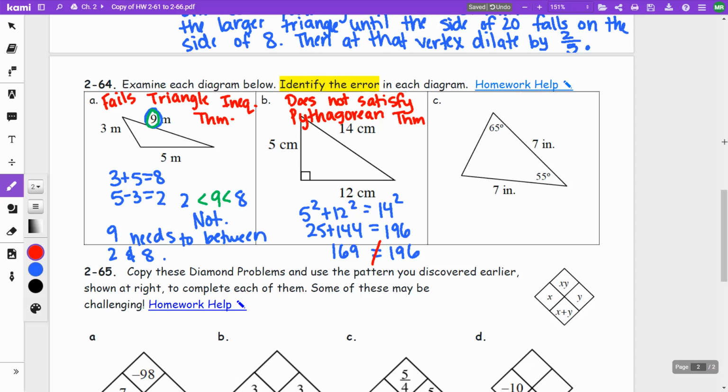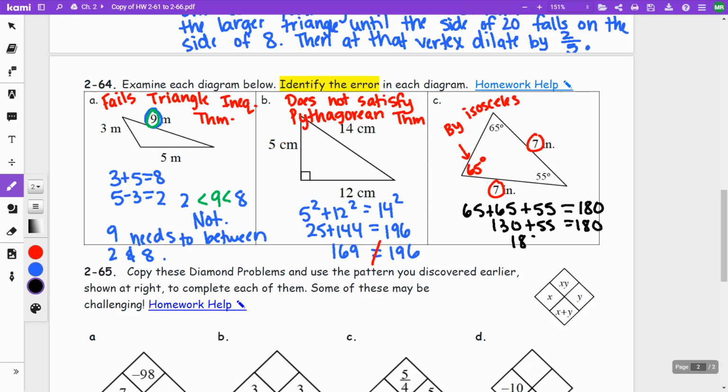So on the next one, I notice I have a 7 and a 7, which means it's isosceles. And if it's isosceles, that means that this is going to be a 65. Okay, so that is by isosceles. Now, let's see if that makes sense, because if I take a 65 plus a 65 plus a 55, does that equal 180 degrees? So 65 and 65 is going to be 130. So I'm going to actually end up with 185. So this is going to fail the triangle angle sum theorem.